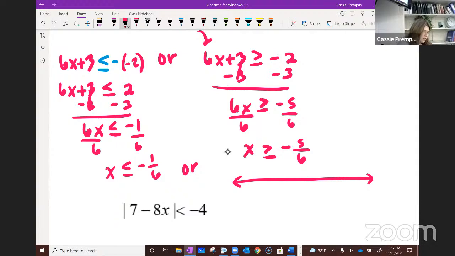Exactly right. Because if I look at 0 and then -1, -1/6 would be 1/6 of the way to -1. And I would shade everything less than here. -5/6 would be closer to -1. So like right here. And I would shade everything this way.